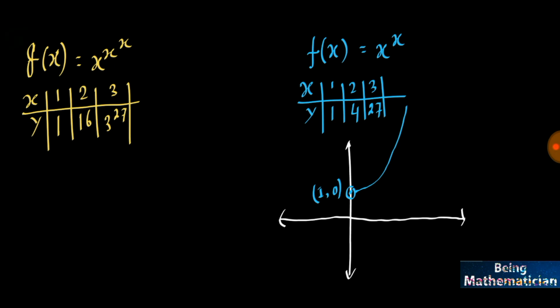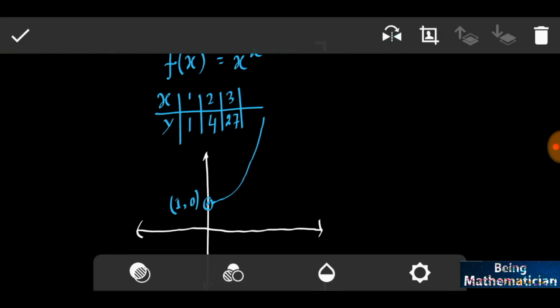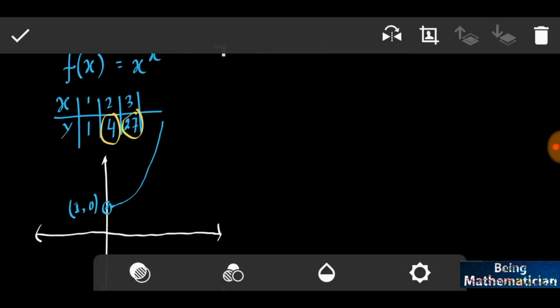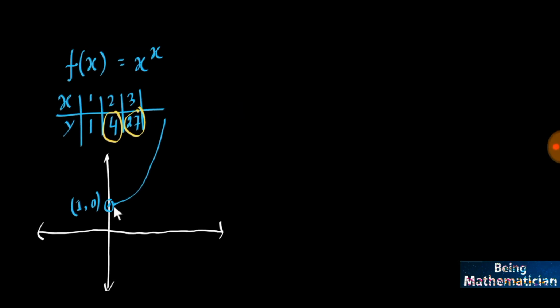Look at the difference of previous function. When x is 2, then y is 4. When x is 3, then y is 27. That means this curve is starting from this point and like this.